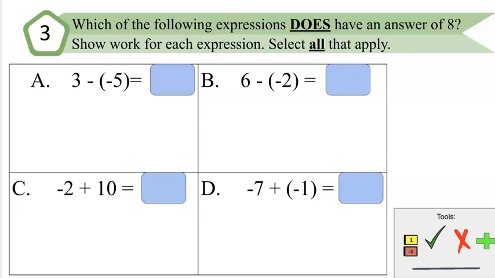Okay, Huskies, now we made it to problem number 3. So first of all, I don't want you to get discouraged or anxious because it's a long problem. It's one problem, but there's actually 4 in that one problem. So let's go ahead and read what it says.